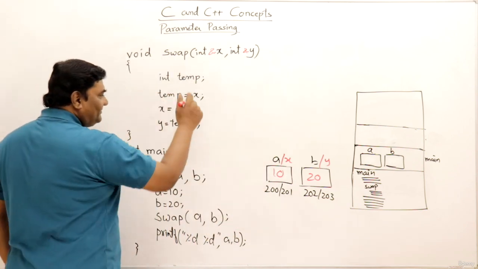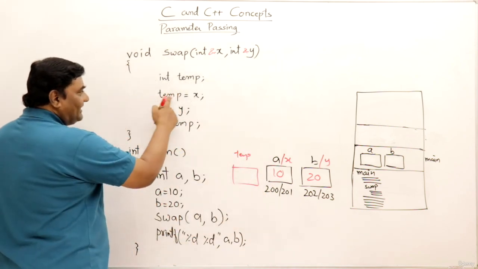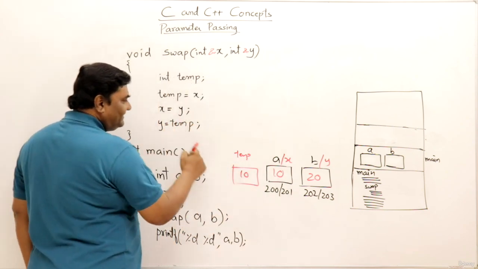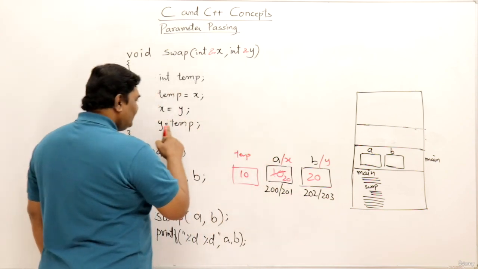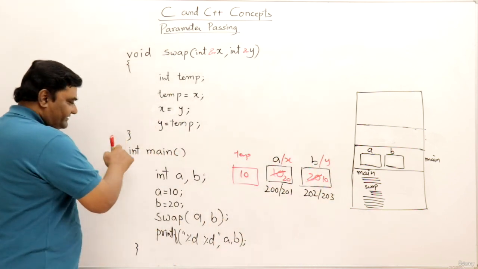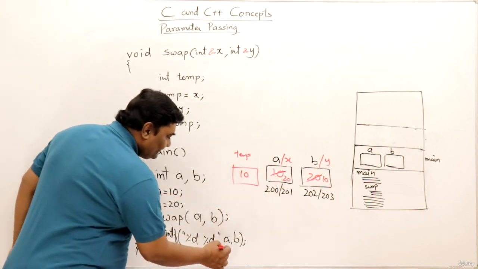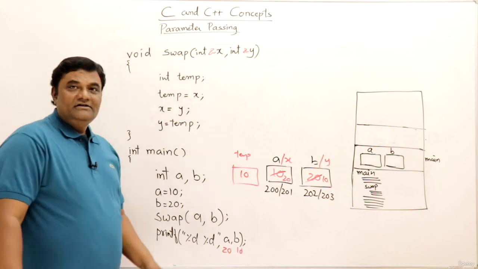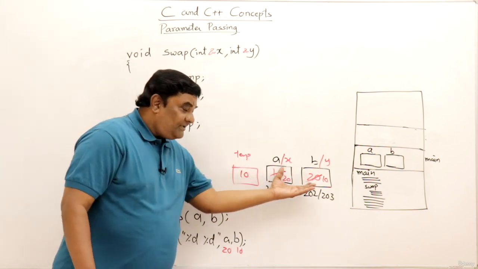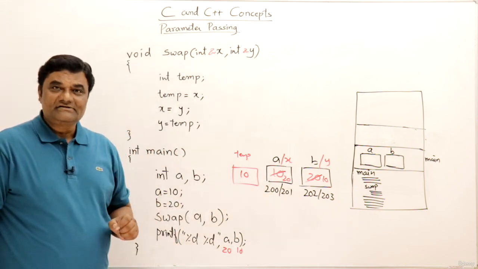Now let us continue. Temp variable is declared. Then temp assign X, so X value is stored in temp. Then X assign Y, so this becomes 20. Then Y assign temp, so Y becomes 10. Function ends. Control comes back to this line. Print what are A and B? 20 and 10. So you can see that when these formal parameters X and Y are manipulated, the actual parameters are modified. So that's it. This is called call by reference.